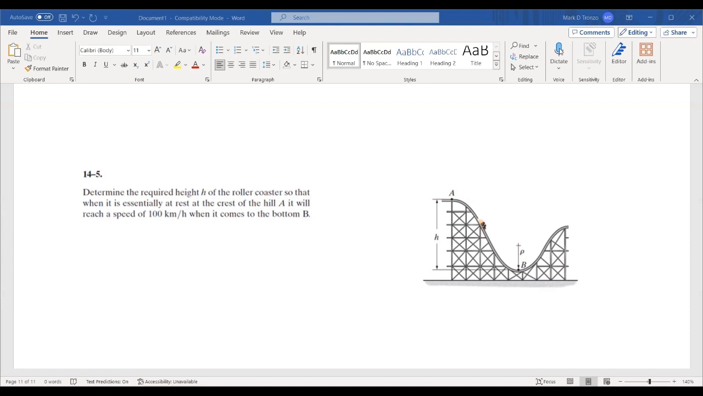Determine the required height h of the roller coaster, so that when it is at rest at the crest of the hill at A, it will reach a speed of 100 kilometers per hour when it comes to the bottom at B. So we want to find that height at which it has to start, so that it has 100 kilometer per hour speed when it goes to B. Actually, there's another part of this problem, but we're just going to focus on finding this height h.